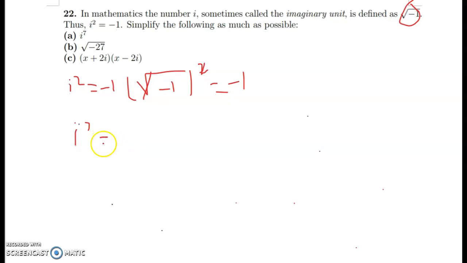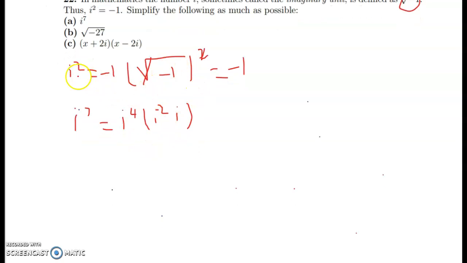I to the 7th, we can simplify it as i to the 4th times i squared times i, right? It's the same thing. As we know, i squared equals -1, so what is i to the 4th? I to the 4th is 1, because -1 times -1 is 1.